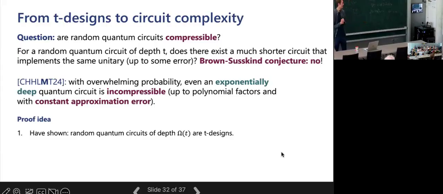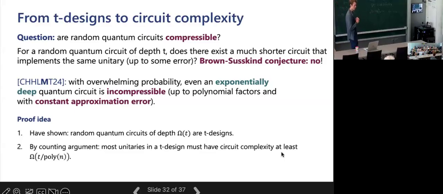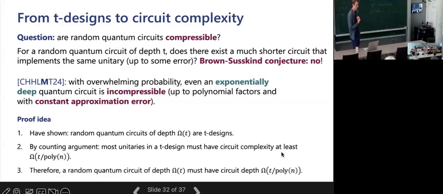We have already shown that random quantum circuits of depth order T are T designs. By counting, you can prove that most unitaries in a T design must have circuit complexity at least T over poly n. And the classical result, by the way, also holds. Now you can just put the two together: if I have a random quantum circuit, I know it's a T design, so I know it must have at least this complexity. So this part is fairly easy. Really, this is a simple corollary of the T design statement for random quantum circuits.